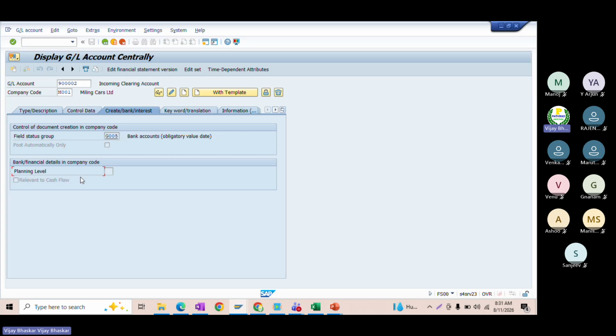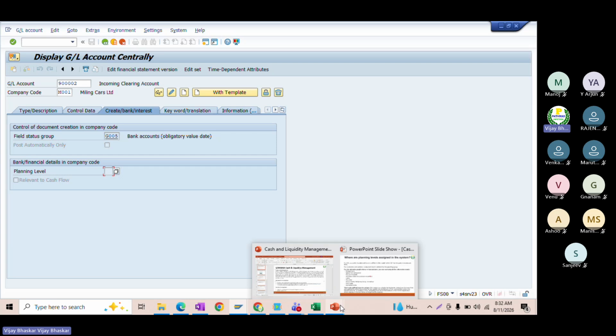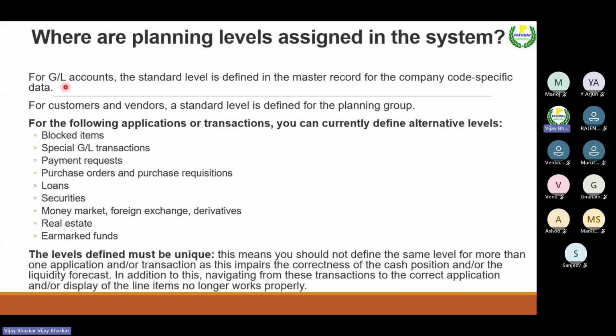levels. So please remember for GL accounts, the planning levels should be mapped for all the GL accounts. For customer and vendor case, yes, the planning groups can be configured. That we can see, how the planning groups can be configured. But for GL accounts, planning levels are to be mapped here. That is what I was trying to explain in this slide. For GL accounts, the standard level is defined in the master records for company code specific data. So the configuration is related to company code specific only.